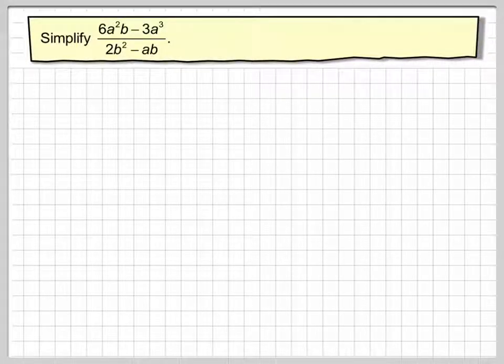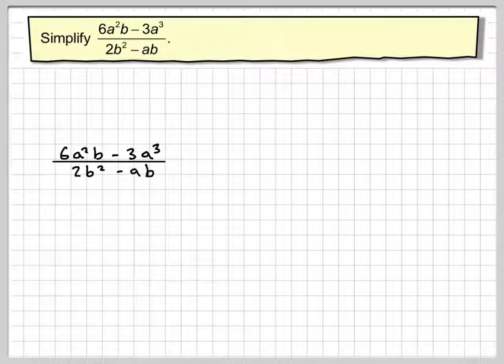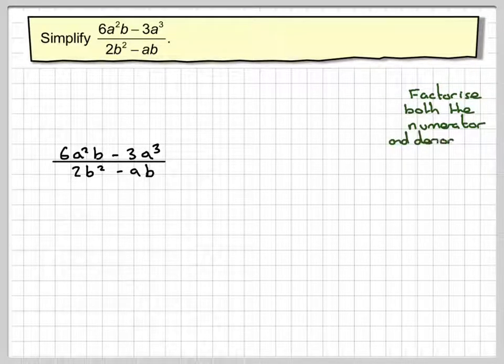So in this video, we're going to simplify something a little bit more complicated. So simplify 6a squared b minus 3a cubed over 2b squared minus ab. So writing that out, we're factorizing both the numerator and the denominator.